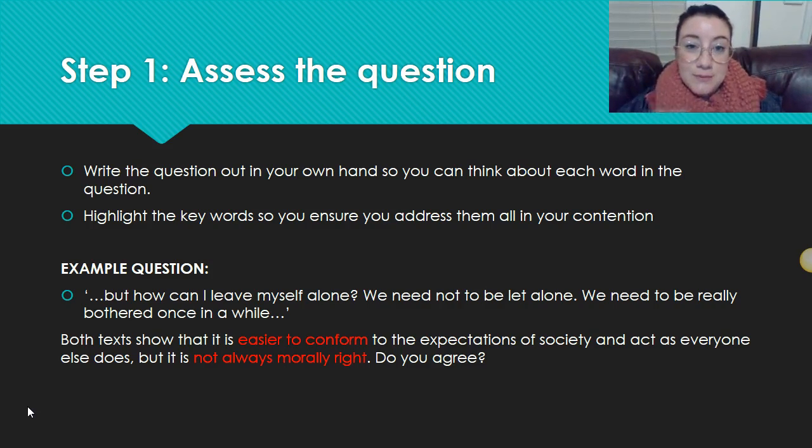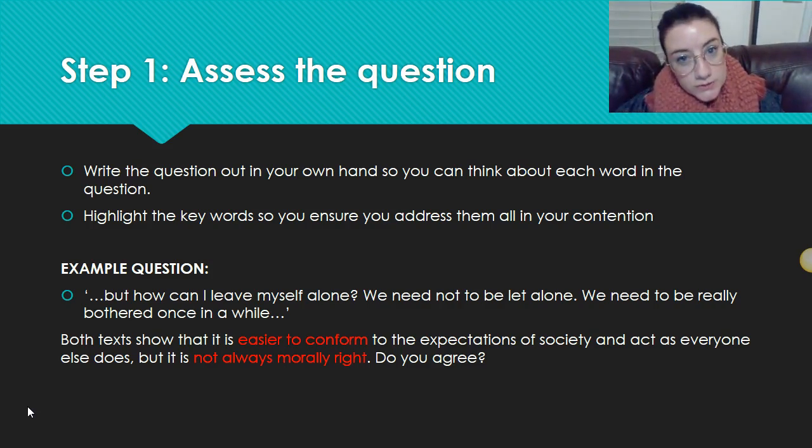Now, the example that I'm going to use today is one of our essay questions from back in the practice questions, and this is the question. It says, "But how can I leave myself alone? We need not to be let alone. We need to be really bothered once in a while." And then the question asks, both texts show that it is easier to conform to the expectation of society and act as everybody else does, but it is not always morally right. Do you agree?